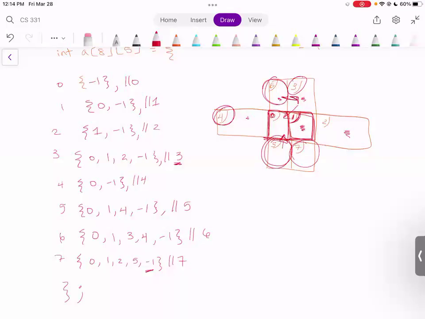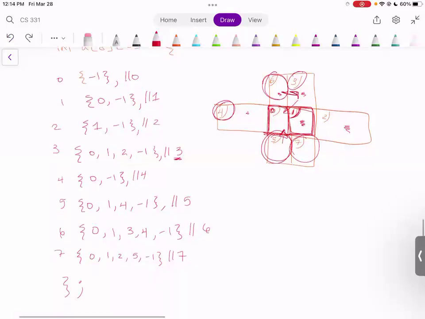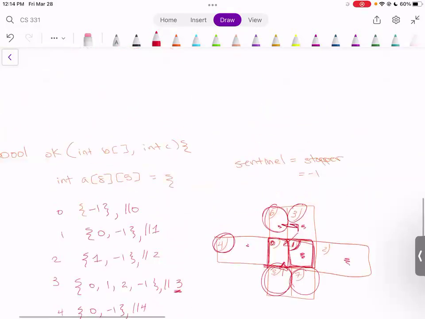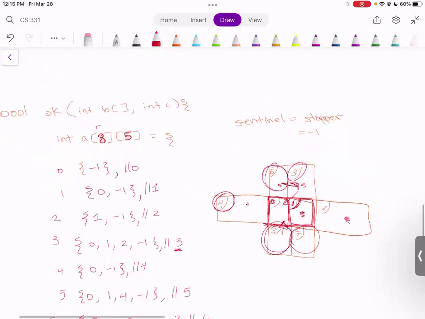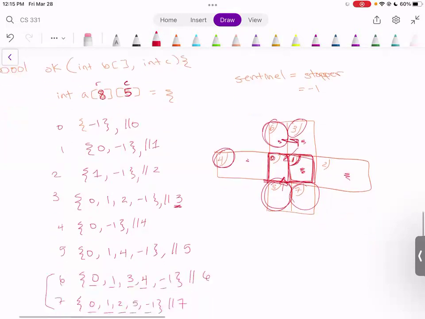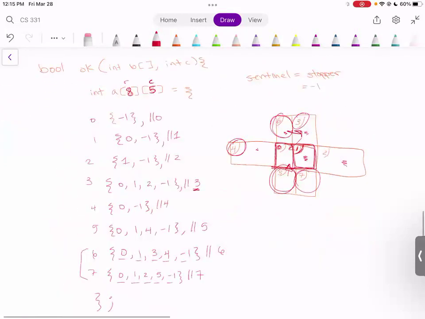Got it. Okay, good. Now, how many rows do I have? Let's look at the one that has the most, which is these two. 6 and 7 have the most: 1, 2, 3, 4, 5. So I have 5 columns, which matches up here, and I have 8 rows. I think it's definitely always going to be 8 rows. The columns, I think it's also always going to be 5, but just double check it on the test in case. Any questions about this so far?